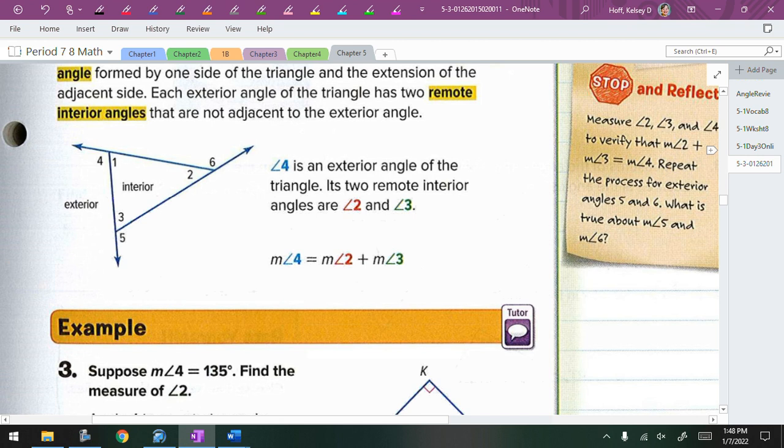Somebody tell me another angle that's outside. Angle 6. Don't shout, but I want everybody to come up with an answer. What two angles could I add together that would equal angle 6? Remembering that Miss Hoff said exterior equals interior plus interior. Who can tell me what two angles add up to give me angle 6? Becca? She says angle 1 and angle 3. Thoughts? Are 1 and 3 inside? Are they not next to 6? I agree with her. She is correct. What's your other exterior angle?